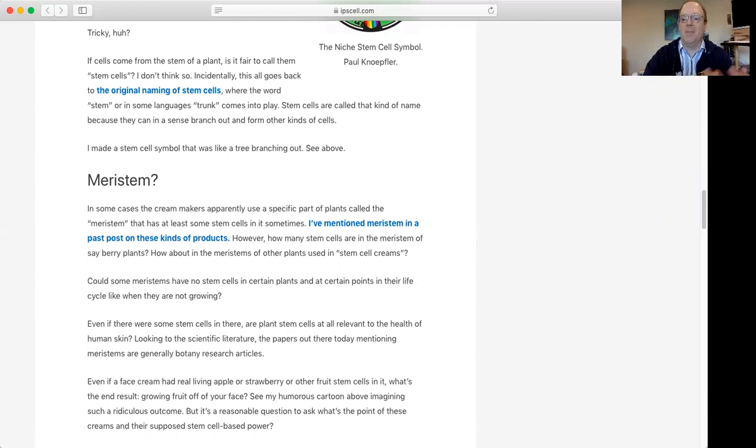But meristem, this part of plants, although it's been studied quite extensively, and you can find hundreds of papers about meristem in research journals, it's not entirely clear: do strawberry stems have meristem in them, and do those have stem cells in them, and how many stem cells would be in there?